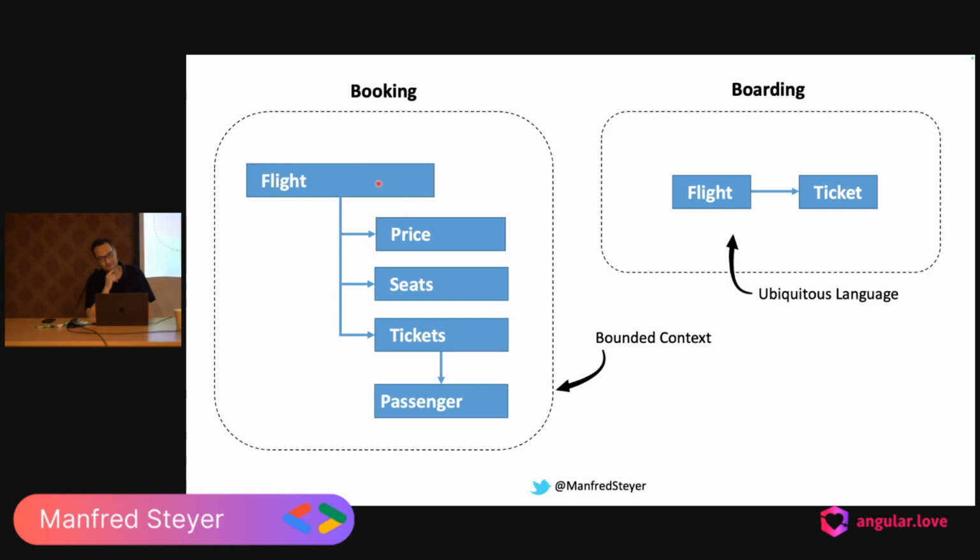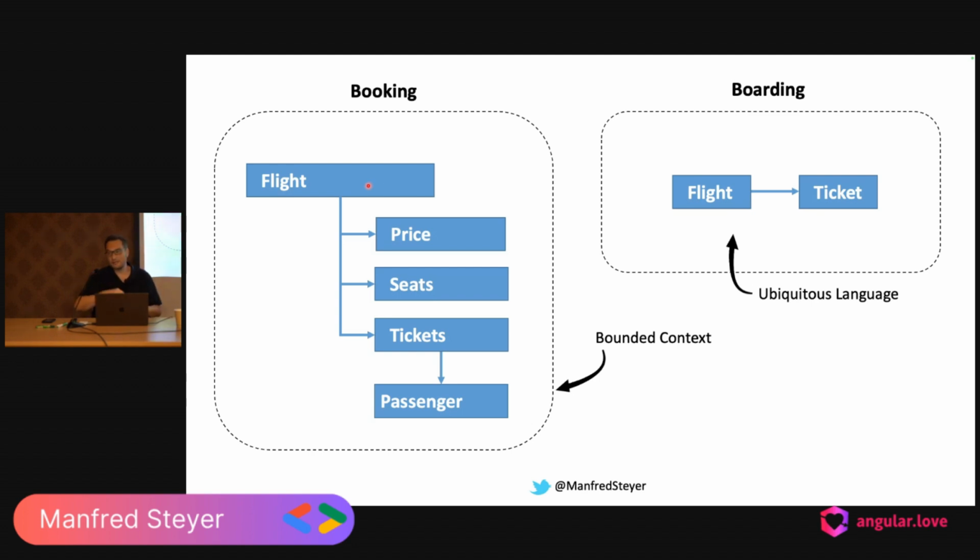You might say now, well, this violates the DRY principle. Don't repeat yourself. This is code duplication. But hopefully it's not. Very often it's not code duplication because we have a different perspective on our entities, on our terms from within different domains. A flight from the booking perspective is something completely different than a flight from the boarding perspective.